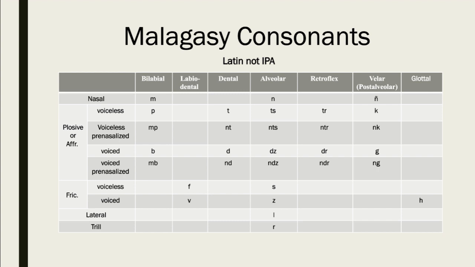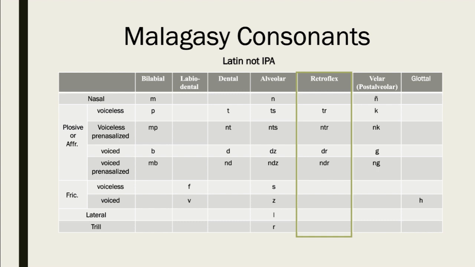Malagasy has a lot of consonant categories that do not fit into categories of French or a lot of Germanic or Romance languages. So we are actually going to be able to eliminate a lot of these things. First are the retroflex consonants.